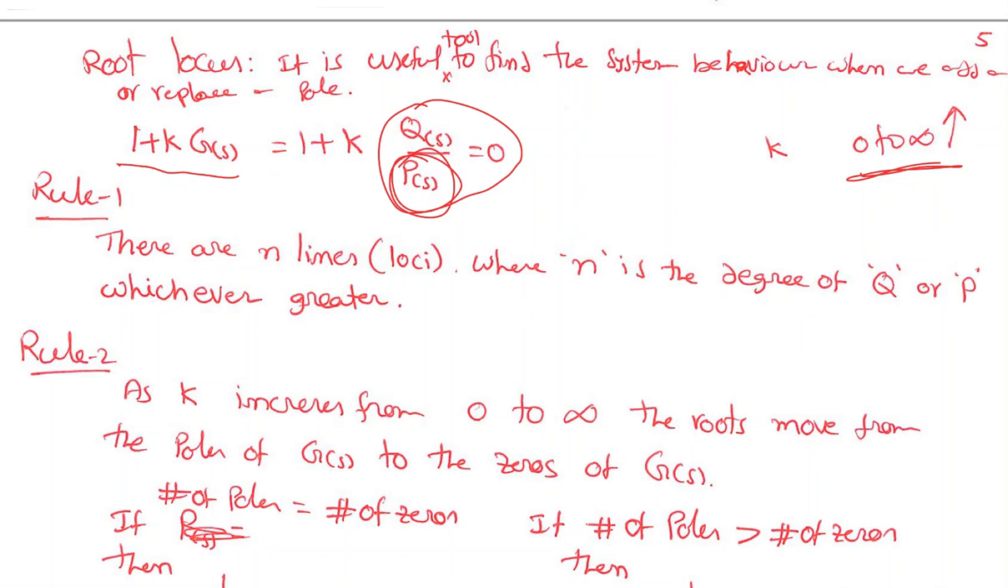So there are n lines. Those lines are called loci, where n is the degree of Q or P, whichever is greater. Q is nothing but zeros, P is nothing but poles. So if a system has 2 zeros and 3 poles, you will have 3 loci. A locus is nothing but a line. So that's rule number 1: there will be n loci, where n is the degree of Q or P, whichever is the highest.